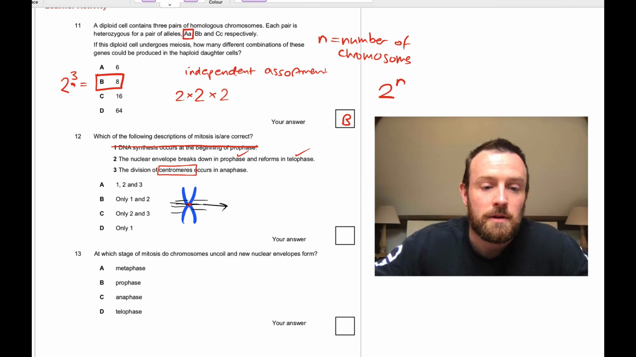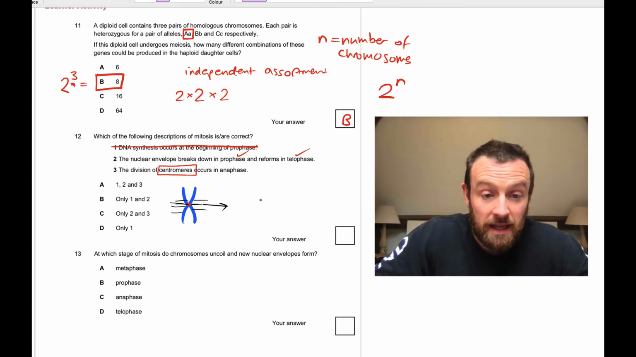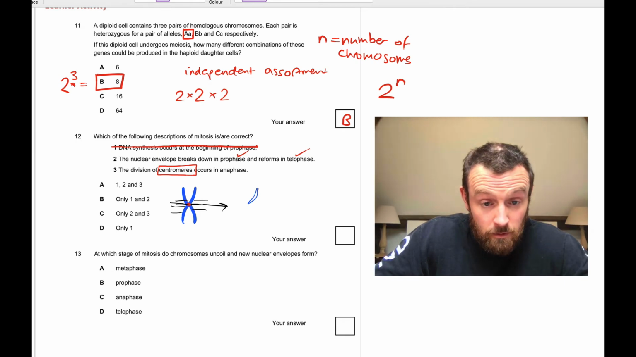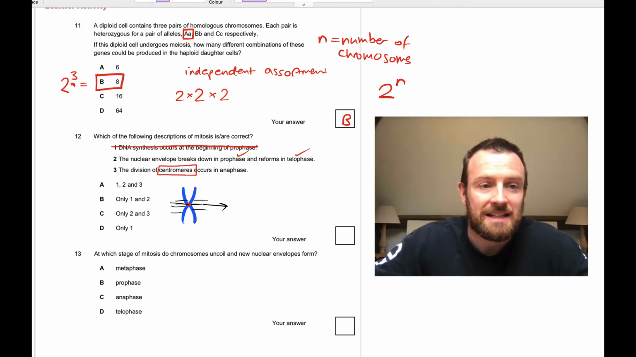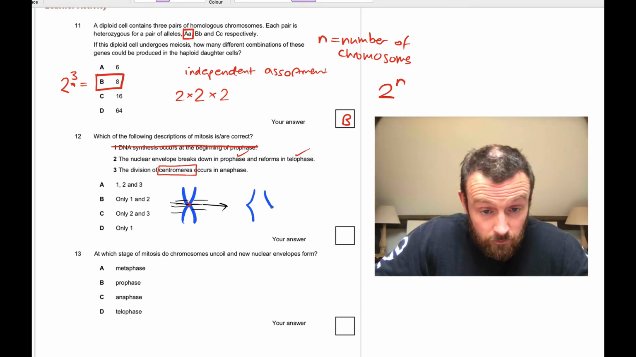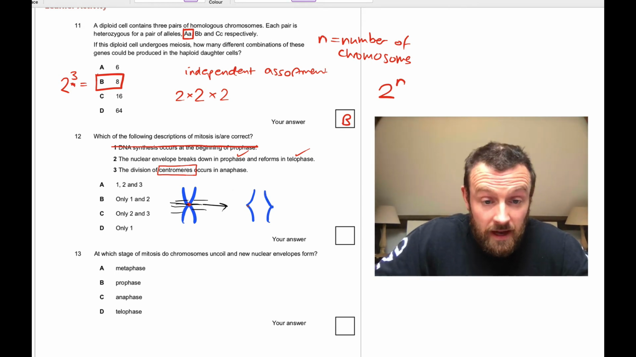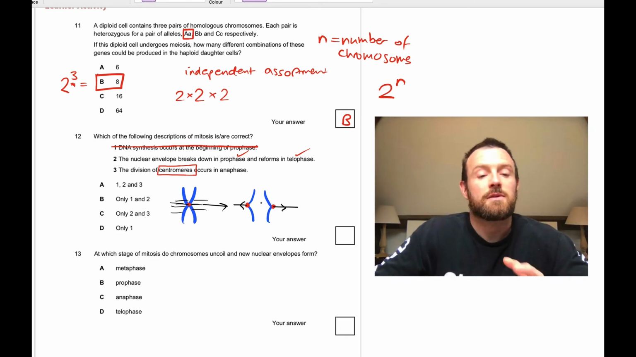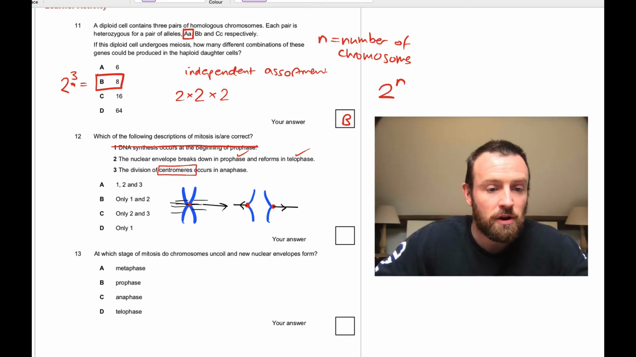For that to happen, we have to duplicate the centromere. So it would kind of look like this at anaphase with the centromere there, centromere there. The centromere is still the place where it is joined to the spindle fibers that are now pulling it this way and that way. Okay, so it is 2 and 3 are correct, so therefore the answer is C there.